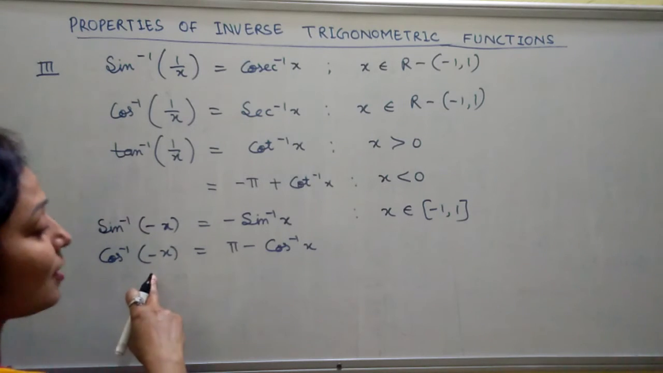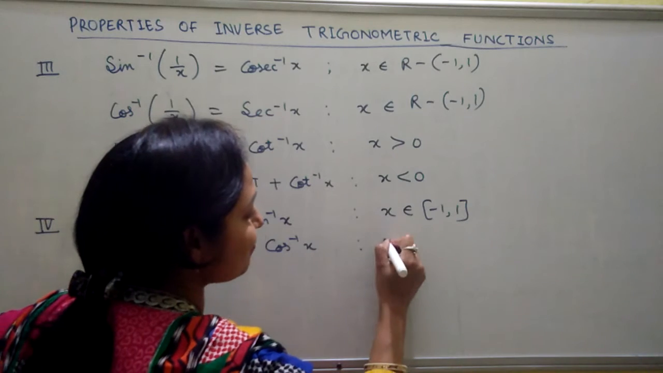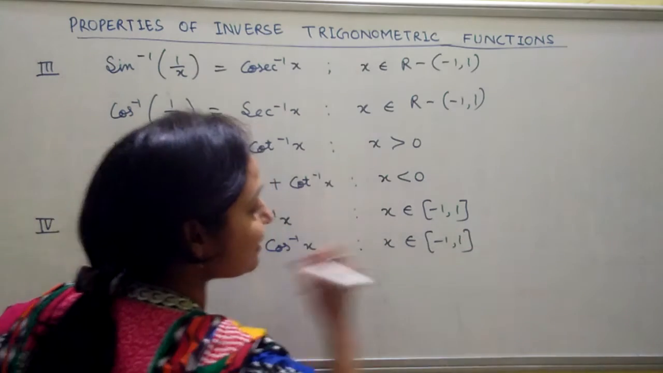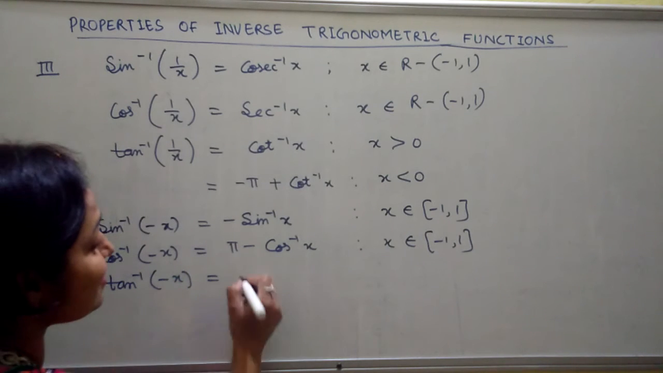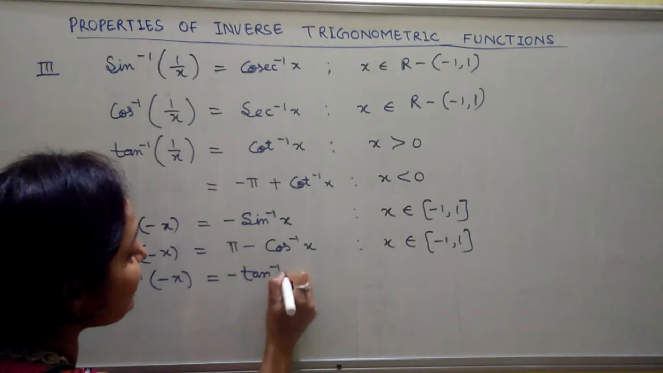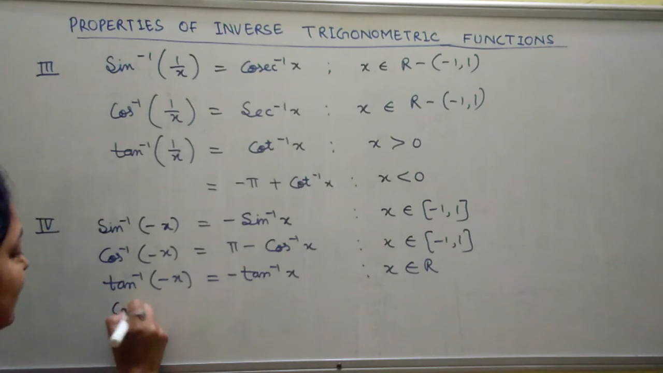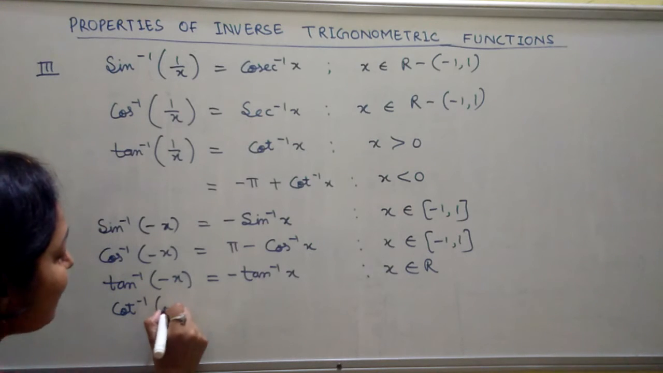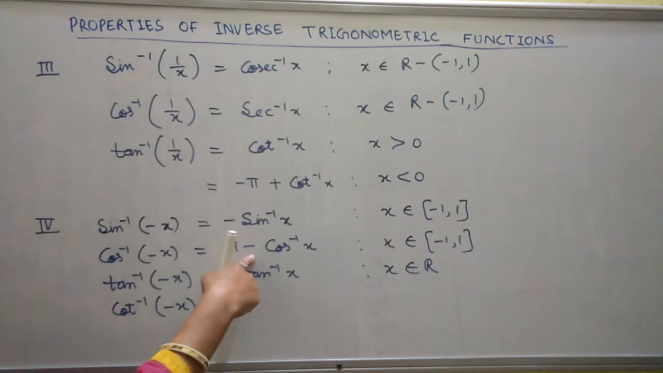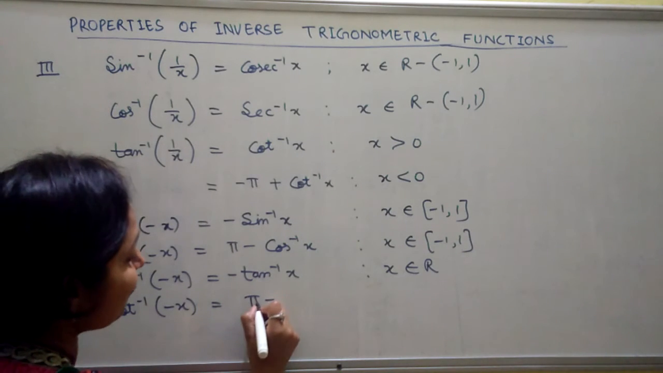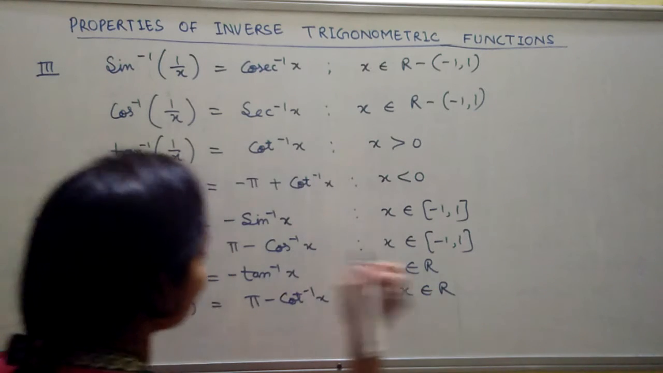Cos inverse of minus x is pi minus cos inverse x, and the condition is x belongs to minus 1 to 1. Now come to tan inverse of minus x, that is equal to negative tan inverse x, and the condition is x belongs to the set of all real numbers. Cot inverse of minus x, again the value will change like cos, that will equal pi minus cot inverse x, and the condition is x belongs to the set of all real numbers.